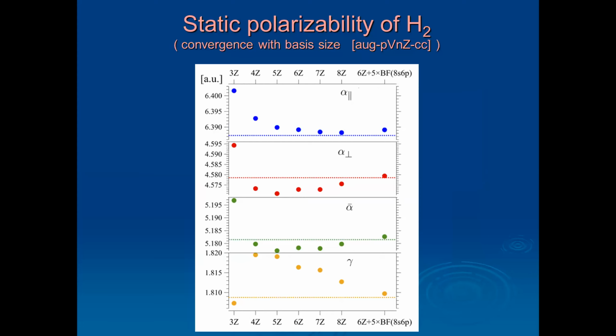And as you see, these are bases starting with triple zeta, quadruple zeta, going to 8 zeta bases. I'm showing how the parallel and perpendicular components of the polarizability tensor are converging. They are converging very slowly. If you want results that are converged to within 1% of the theoretical value, we have to take a huge basis set.